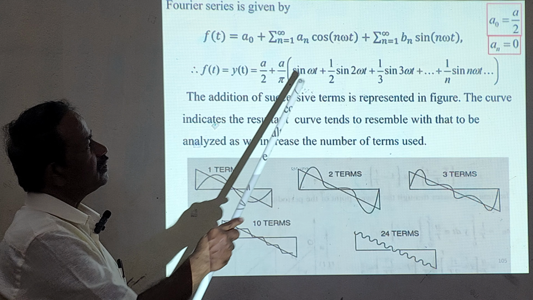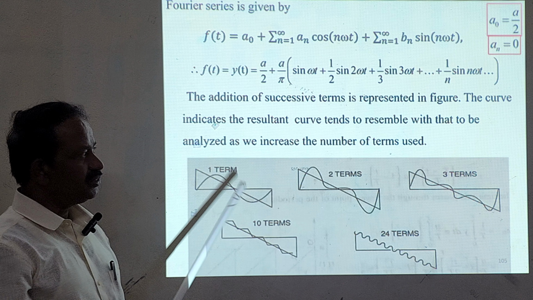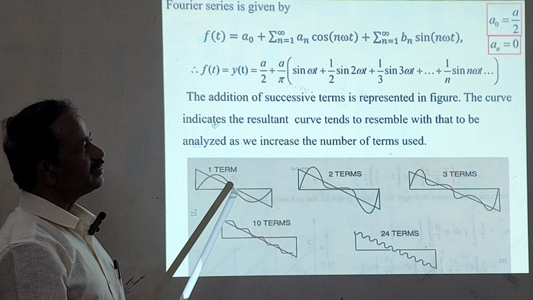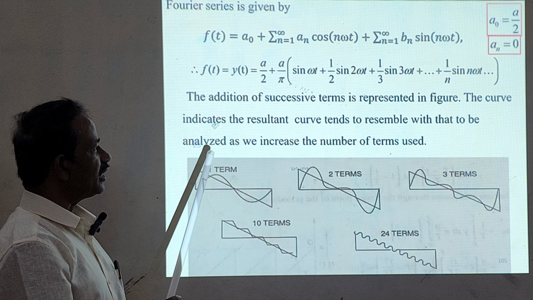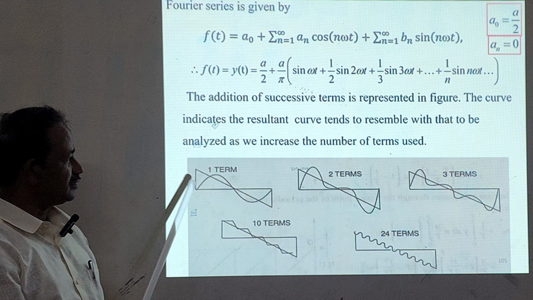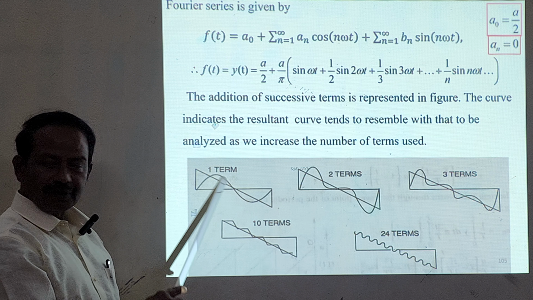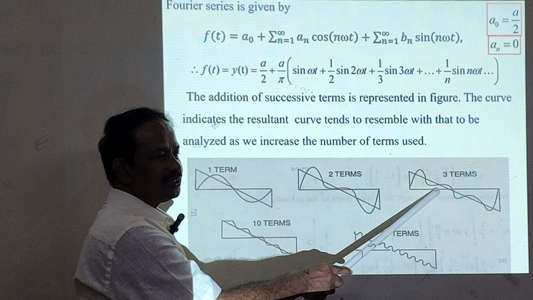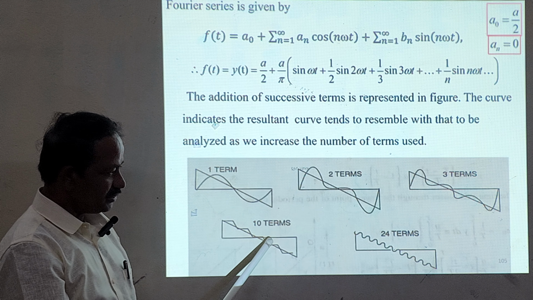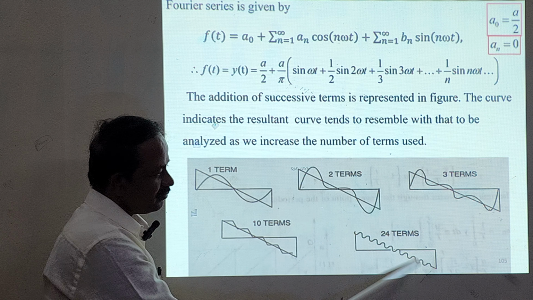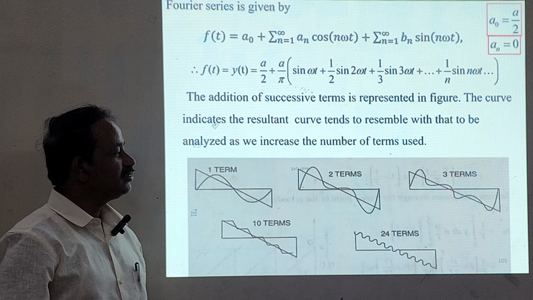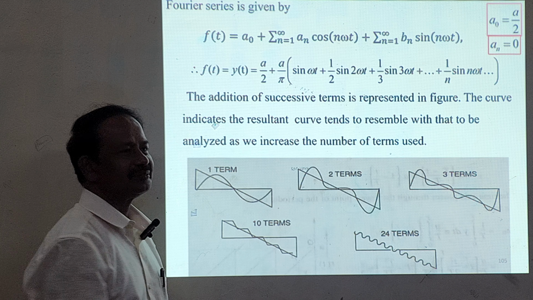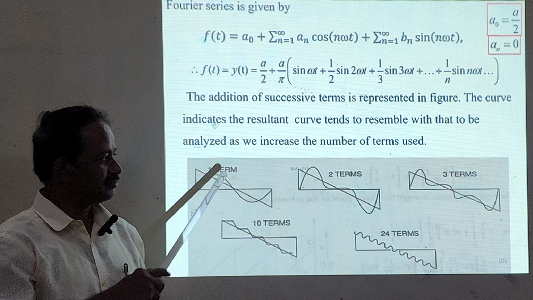So, the addition of successive terms is represented in the figure. This figure is very important. The curve indicates that the resultant curve tends to resemble the one to be analyzed as we increase the number of terms. Here, only the first term is involved. Look at the second term, and look at the 3 terms involved in the figure. Now 10 terms, see 10 terms. It's almost there with 24 terms. Similarly we can go for 48 terms, then 96 terms, and at the end you will almost get a straight line.